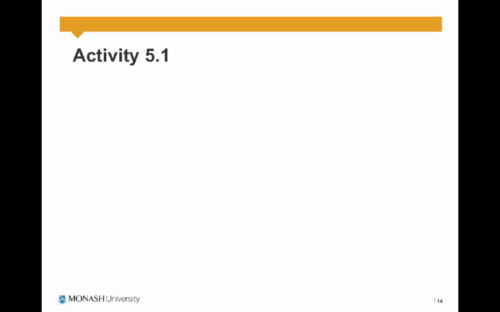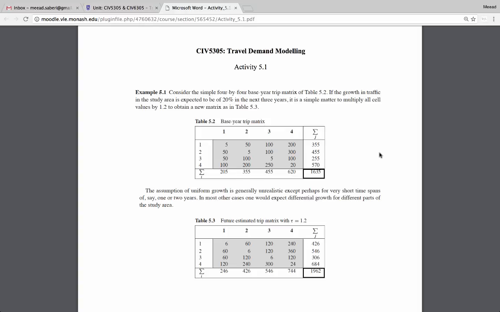I think it's a good time now to have a look at activity 5.1 to get a better sense of how the growth factor method can be used in a trip distribution model. In this activity, consider a simple 4x4 trip matrix of a base year, which is represented in table 5.2. If the growth in traffic in this study area is expected to be 20% in the next 3 years, it is only a simple matter to multiply every cell of this OD trip matrix by 1.2, representing that 20% increase, to obtain a new matrix of origin-destination trips.